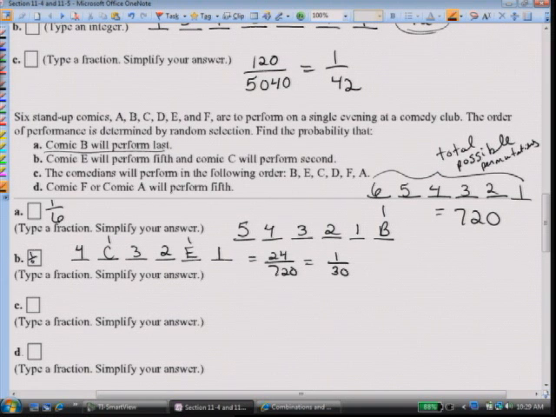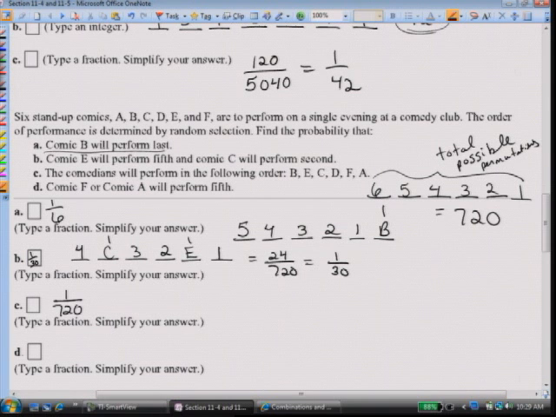So this is 1/30. All right, how about question C now? The comedians will perform in the following order. Oh, okay. They give you the exact order. How many ways can that exact order happen? 1. Good. So this is just 1 out of 720.